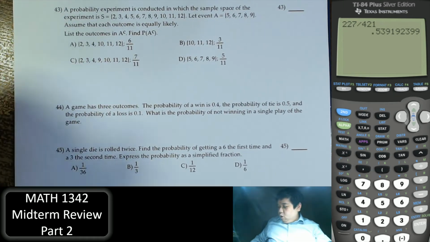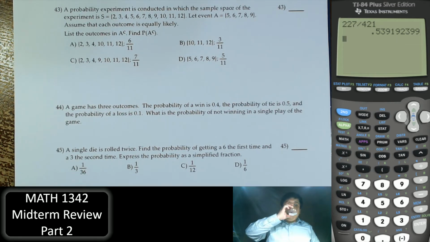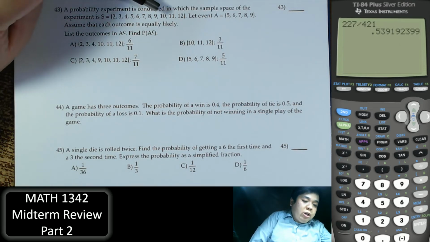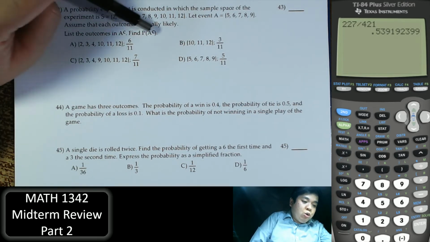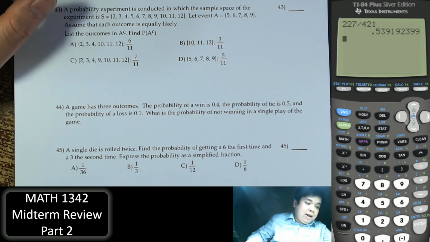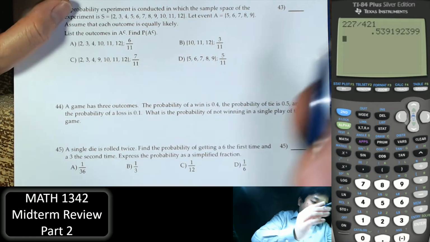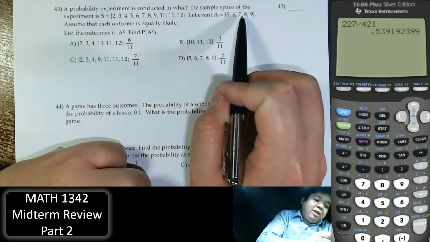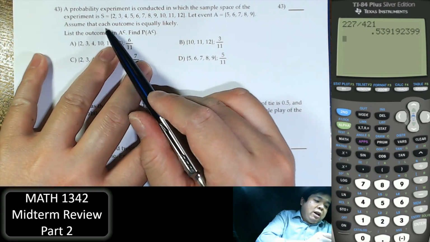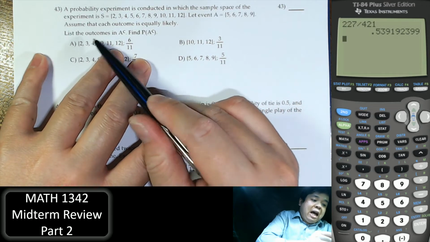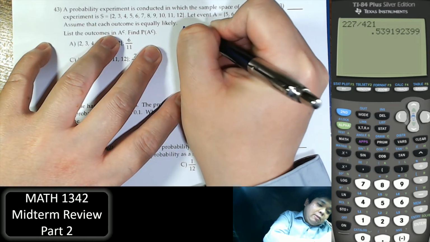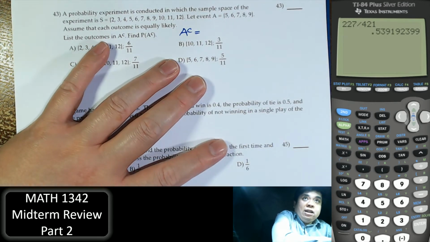Right, more on probability. A probability experiment is conducted in which the sample space is from 2 to 12. Let's count how many we have. Doesn't matter the question. We'll do that later. Let event A be 5, 6, 7, 8, 9. Assume that each outcome is equally likely. List the outcomes in A complement. A complement means that it is not in A.